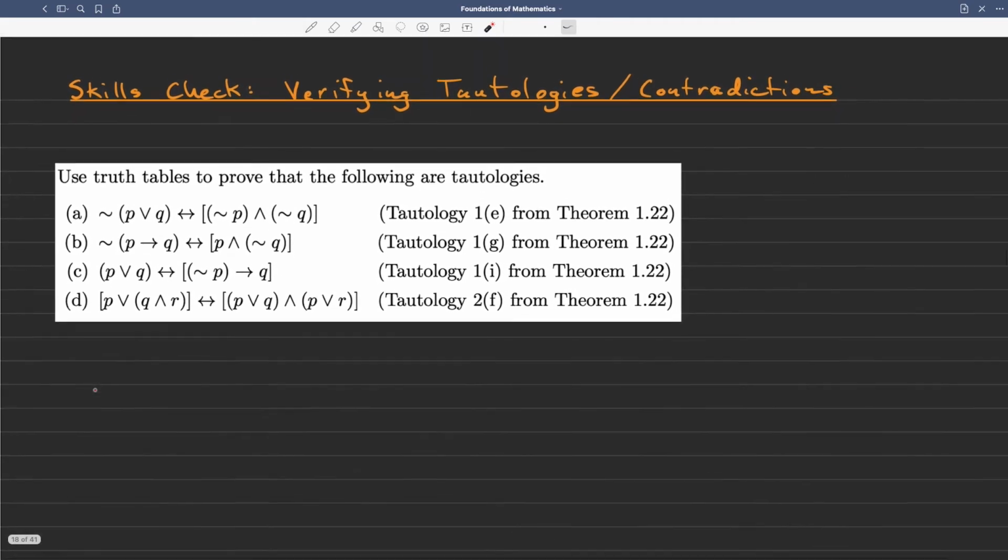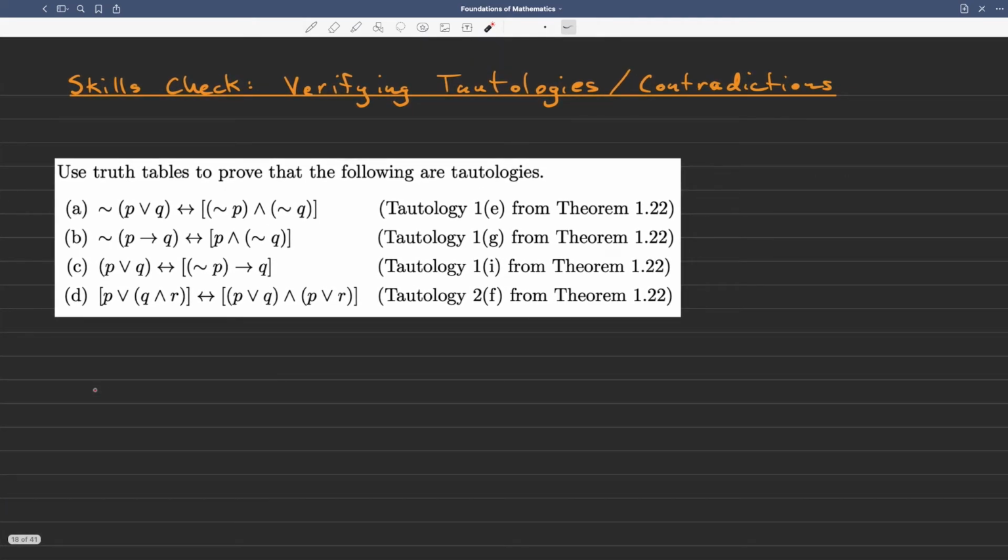So that would be a good time for you to do a little skills check. So here's a selection of different ones from Theorem 1.22 that you could attempt to argue for yourself. So I would suggest to you that you press pause on your video now and take a swing at these. Maybe you don't need to do all of them, maybe just one or two. But practice doing some of these on your own a little bit and see how it goes.